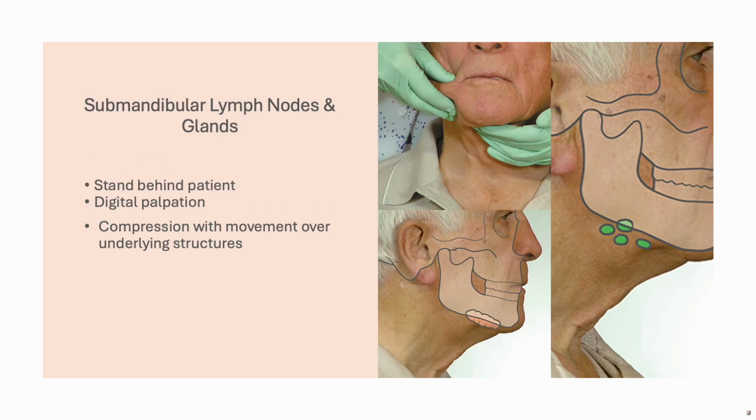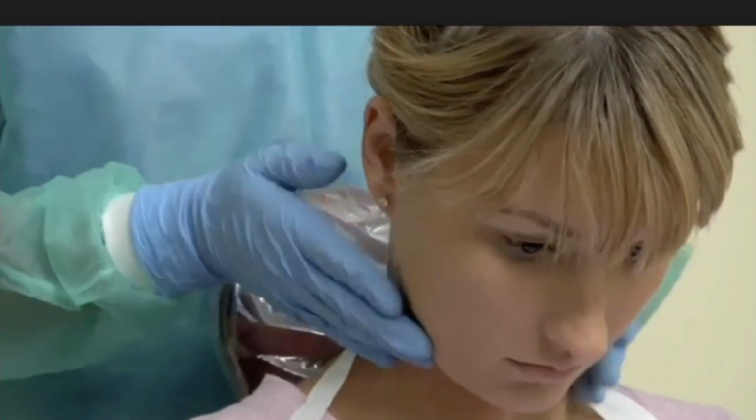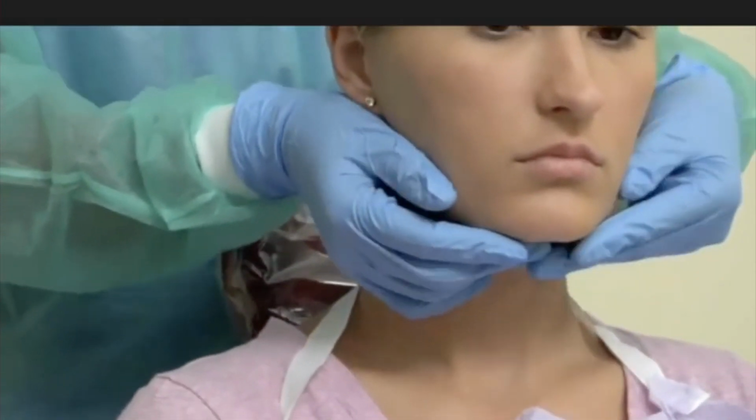Submandibular lymph nodes and glands can be examined in the same position. Stand behind the patient. Use digital palpation of one hand with compression and movement over underlying structures. Use deeper compression for the submandibular glands. Now let's watch the technique. Palpate the submental and submandibular lymph nodes.